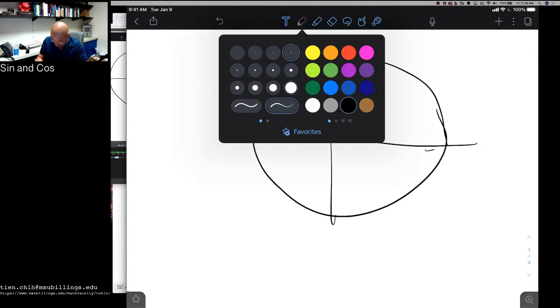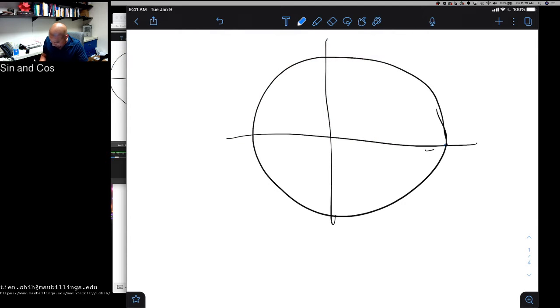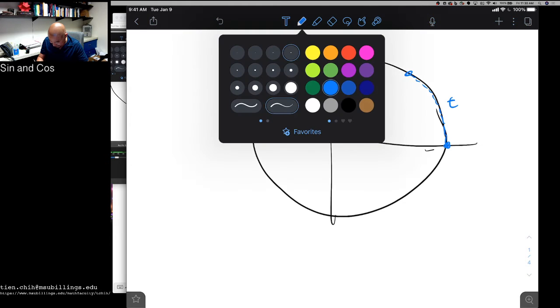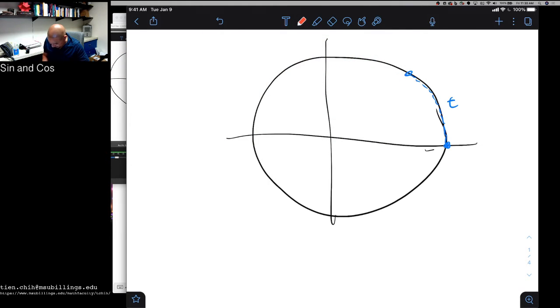So we're starting right at 1, 0 here, right? And then as we traverse along the circle some amount t, that's going to be the distance traveled along the arc or the edge of the circle. And what we've previously been looking at is just the height function here, right? The height at which you are after you've traversed t units.